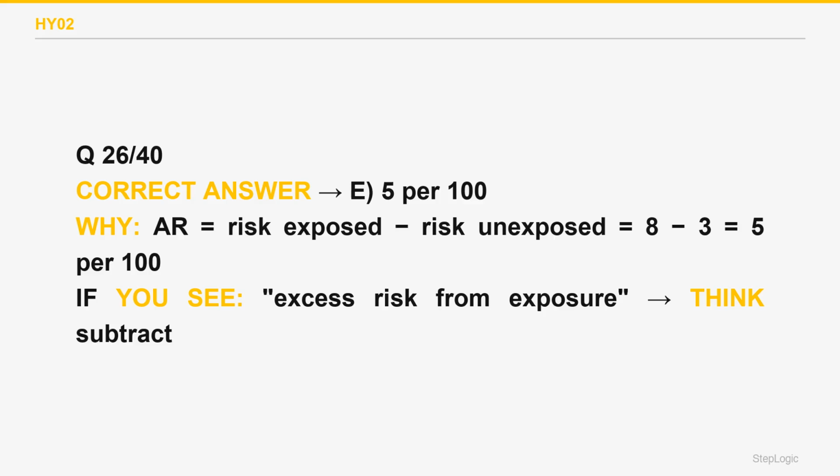The correct answer is E. The 2.7 is the relative risk, 8 divided by 3, a ratio rather than the excess difference. Choice A wrong. The 62.5% is the attributable risk percent, the excess as a fraction of the exposed risk, 5 over 8, not the absolute attributable risk. Choice D wrong. Subtracting the two risks gives an attributable risk of 5 per 100.